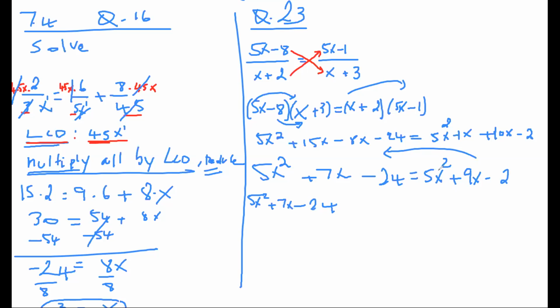So 5x squared moves over, turns into what? Minus 5x squared. That's right, negative 5x squared. Then positive 9x to the other side with the equal sign becomes negative 9x. Negative 2 becomes positive 2. What's left on this side if we moved everything? 0. That's right, just 0.